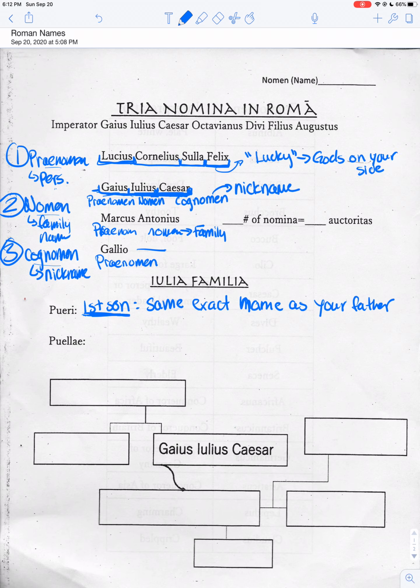So the gods were on your side if you were lucky. Fortune favored you. So that's why luck, the title Felix given to him, was such a great honor for him, to be called lucky.